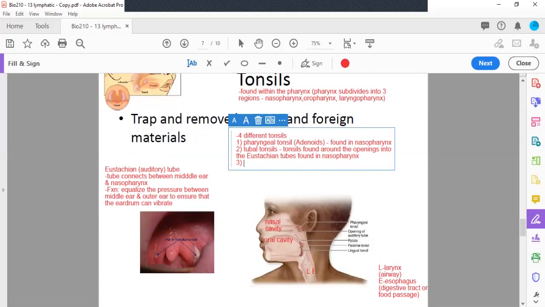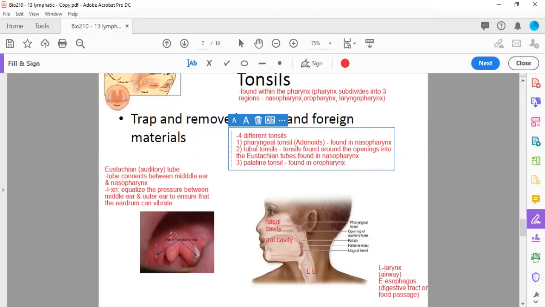Now, the third type of tonsil is going to be known as the palatine tonsil. This can be found in the oropharynx. You can see from this image on the left that these are the palatine tonsils right here. This is the uvula in the middle. On the two sides are the palatine tonsils, I should say.